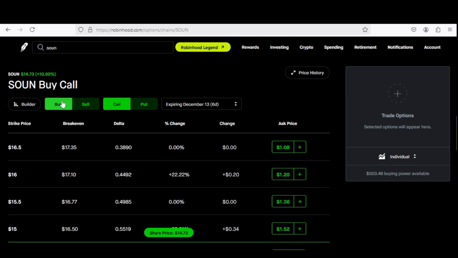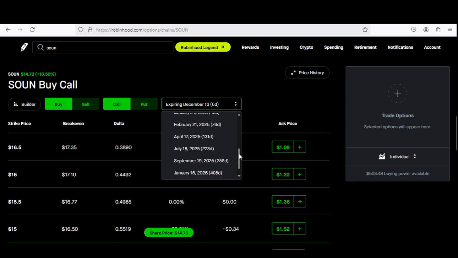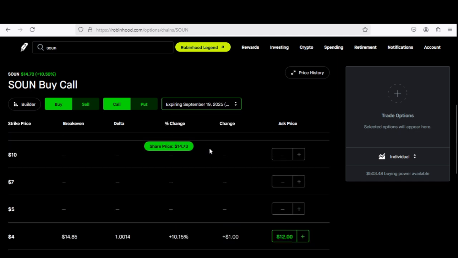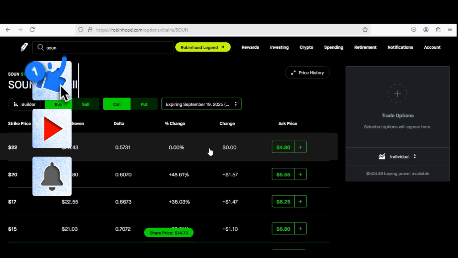So let's first make sure it says buy and call, and now we're going to choose our expiration date. For this first strategy, I'm going to go a far out expiration date. I'm going to go for September 19th, 2025. And as you can see here, that gives me about 286 days before this option trade expires. This option strategy is going to be known as either buying a long call or a LEAPS option. LEAP stands for long-term equity anticipation securities.